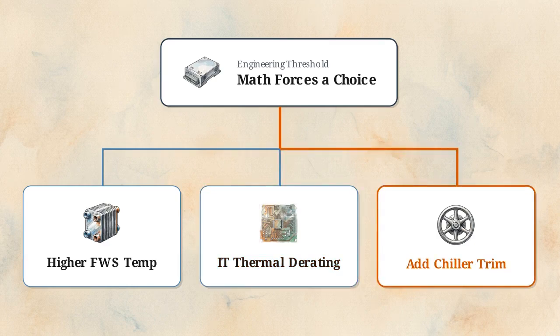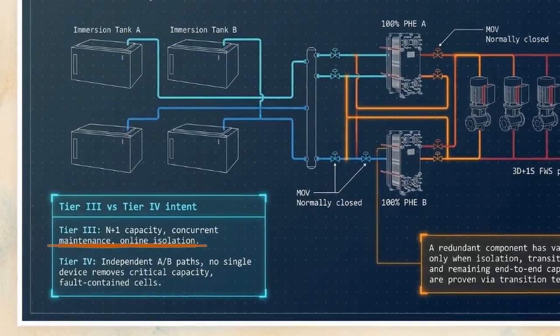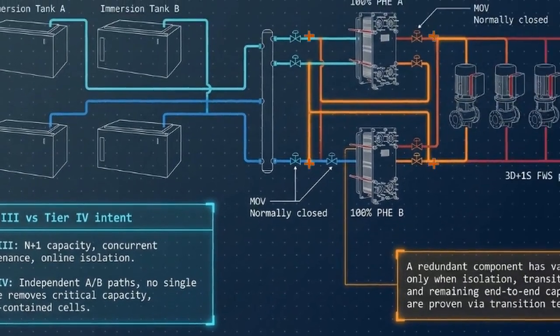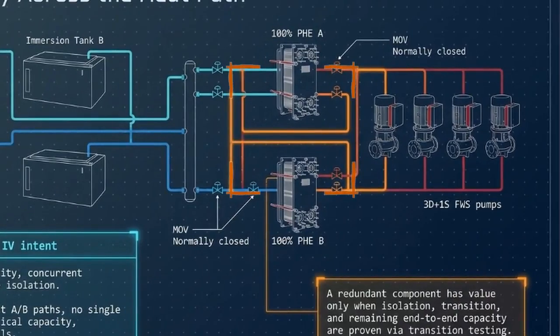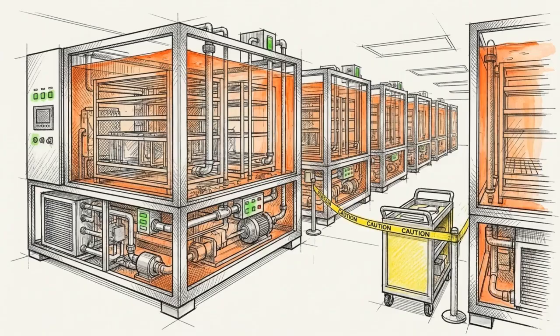Maintaining these temperatures requires mechanical redundancy across the entire heat path. Tier 3 designs provide N+1 capacity, allowing concurrent maintenance, while Tier 4 intent demands independent fault-contained paths where no single device failure removes critical capacity. Redundant mechanical components have zero value unless physical transition testing proves they can successfully isolate a fault and maintain end-to-end cooling capacity during a live failure.